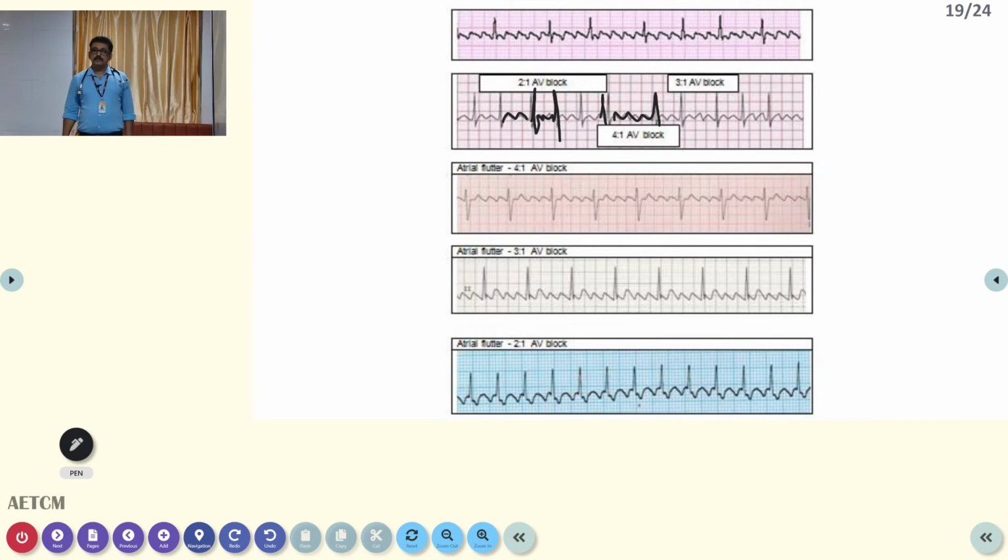Third one is atrial flutter 4:1. Next is 3:1, 2:1. These are the different types of blocks you see in atrial flutter. That's all.